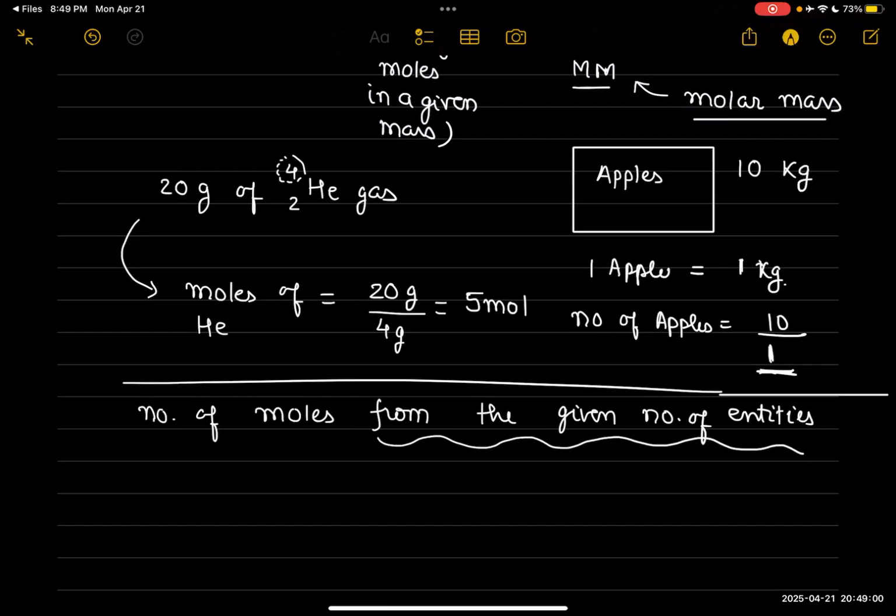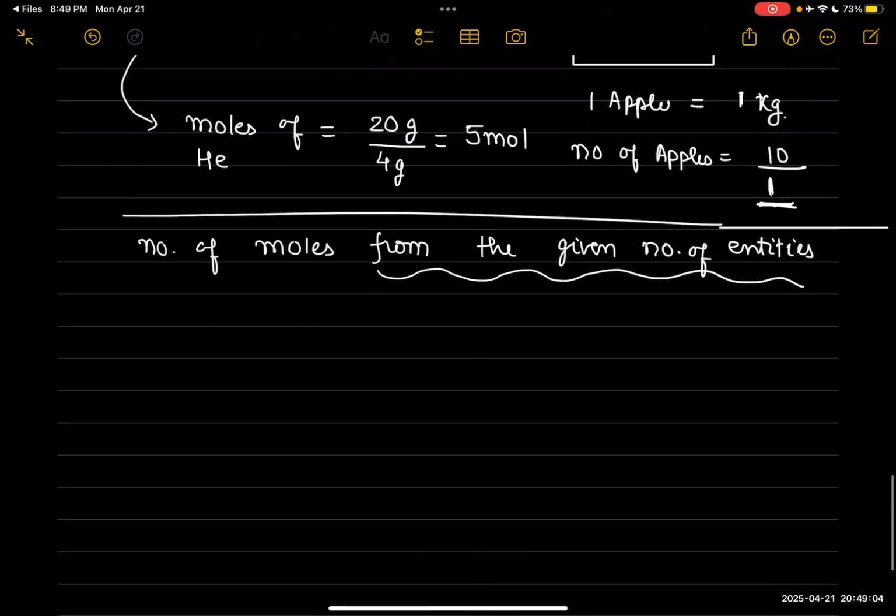Suppose I give you an actual number of entities. Suppose I am having 36 apples and I ask you how many dozen. What will you do? Divide by 12. Yes, very good.